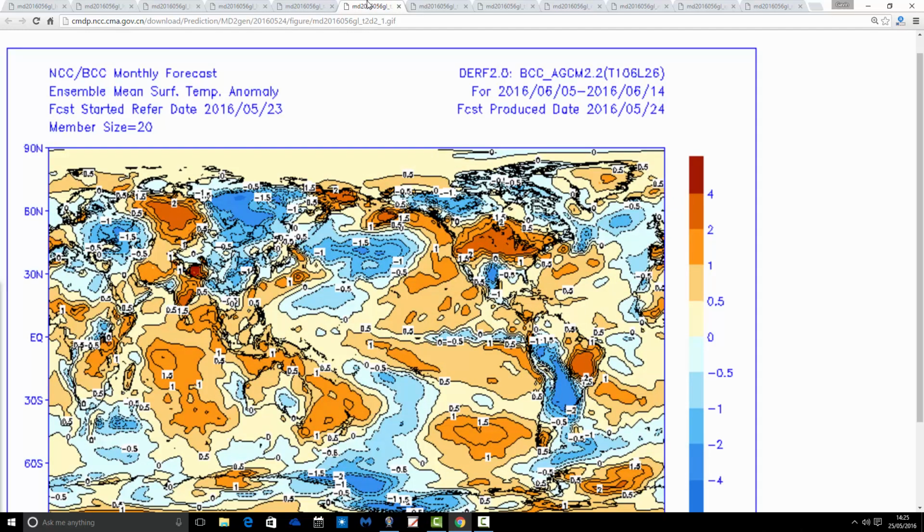But there is a recovery in the next 10-day period. So going from the 5th through to the 14th of June, the temperature anomaly starts to rise a little bit warmer than average. That is as the high pressure is building from the Azores in towards Spain and France.